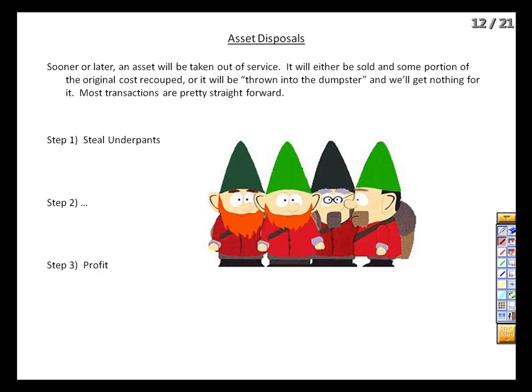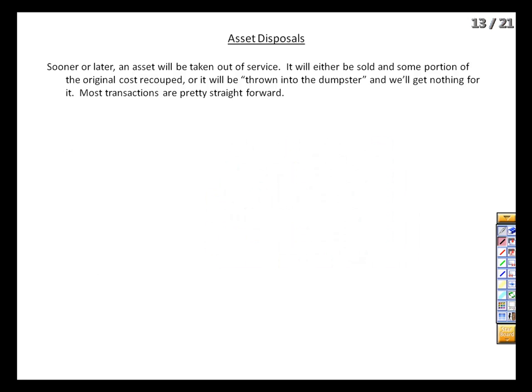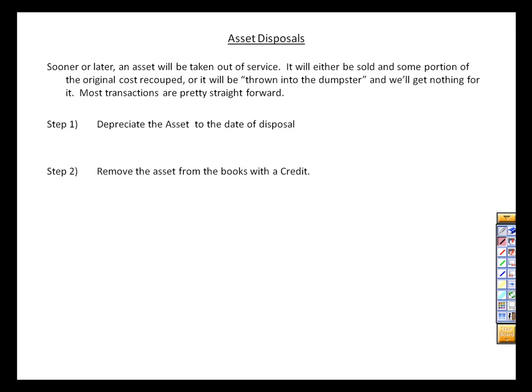Okay. So, Step 1 is that we depreciate the asset to the date of disposal. That allows us to make sure that we've got the proper amount of depreciation being recorded on the income statement, or more importantly, being recorded as a component of inventory. Step 2 is to get rid of the asset from the books with a credit. Here's our asset T account, and it's got a debit balance over here. We credit it for an equal amount, and now the account has been zeroed out.